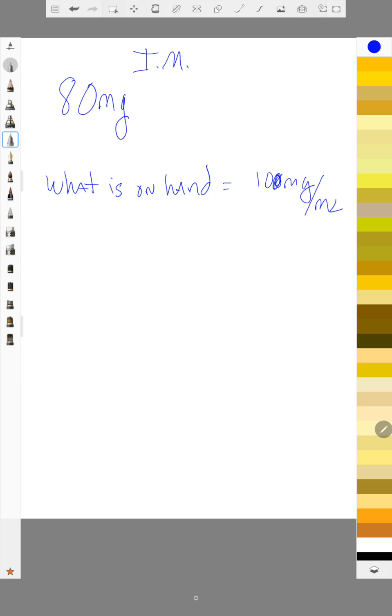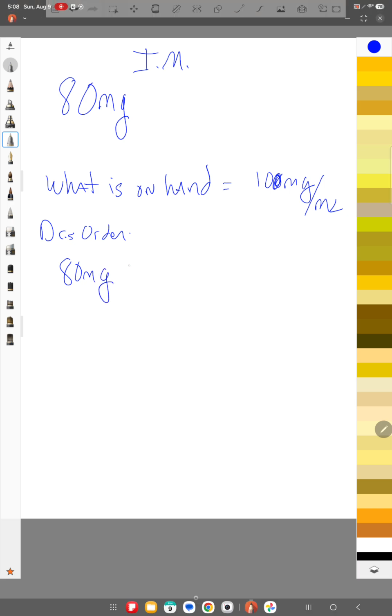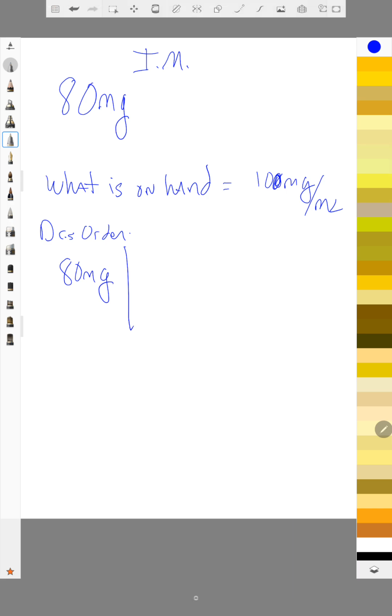Always start with the doctor's order. Multiply that times what's on hand, and that should give you how many ml. So start with the doctor's order. The doctor's order is 80 milligrams of amoxicillin IM. We're going to multiply that by what's on hand.